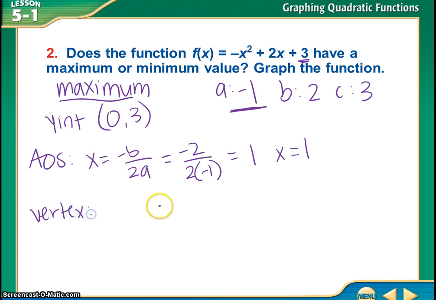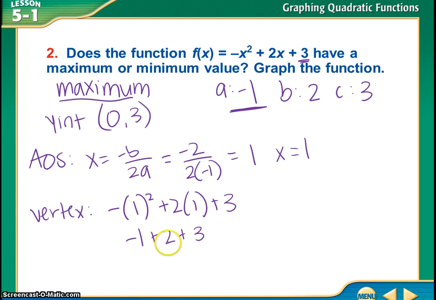Then to find our vertex, we're just going to plug that in. We know that's our x value, so to find the y value, plug it in. Keep this negative out front. Plug in our 1 squared plus 2 times 1 plus 3. 1 squared is 1. We keep the negative. 2 times 1 is 2. And 3. Negative 1 plus 2 is 1. Plus 3 is 4. So our vertex is at (1, 4).